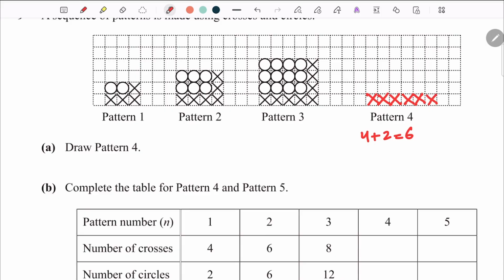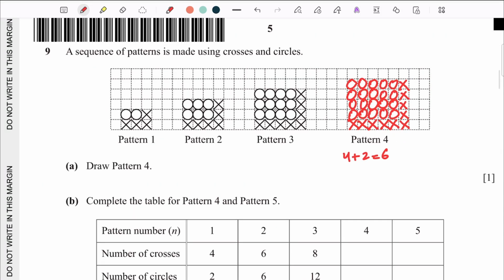Then if I analyze the vertical row of X's, this is 2, this is 3, this is 4. So automatically here there will be 5. So I'm going to draw 5 X's: 1, 2, 3, 4 and 5. And I'm going to fill the remaining boxes with zeros. So this will be my final pattern.